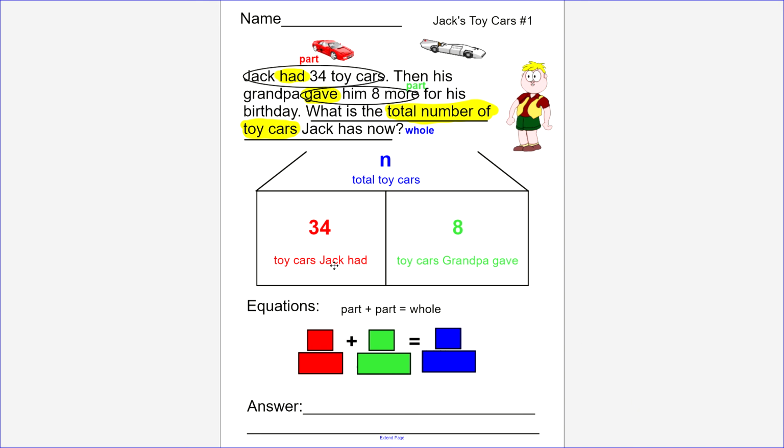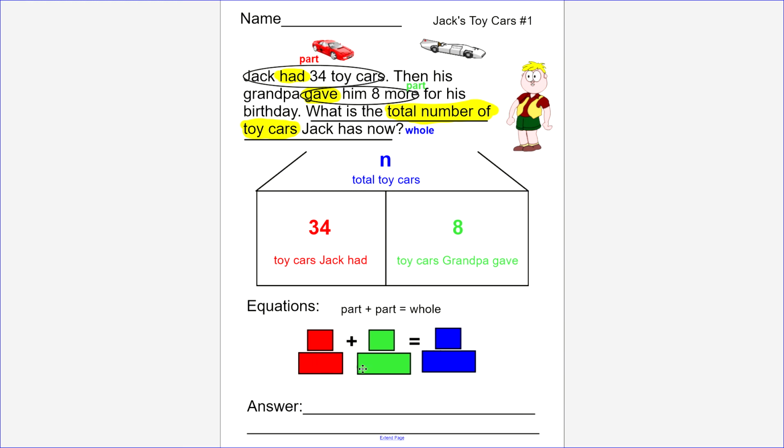I know that in this problem, we know the parts, 34 toy cars he had and 8 toy cars Grandpa gave him, and we do not know the whole, total toy cars. When we do not know the whole, but we know both parts, we know we're going to do part plus part to find the unknown whole. Part plus part equals whole. So we are going to add to solve this problem. Down where it says equations, I always write part plus part equals whole to remind myself that when I do not know the whole, I'm going to add.